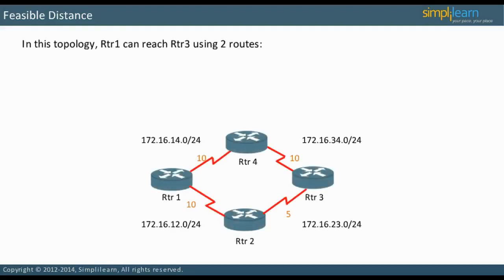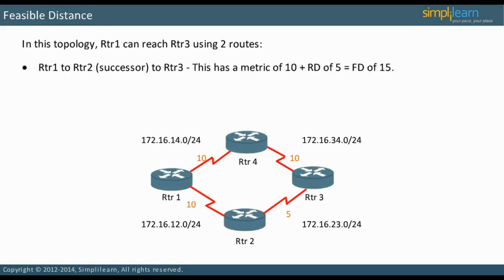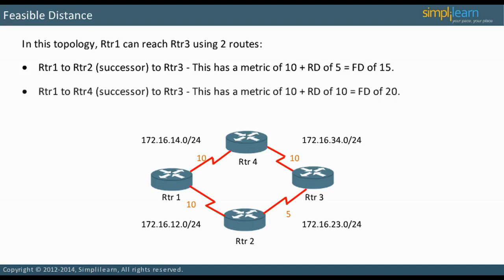In the topology given on the slide, router 1 can reach router 3 by two routes. The first route is through router 2, the successor for this route. This route has a metric of 10 and an RD of 5, which makes an FD of 15. The second route is through router 4, the successor. The metric, therefore, will be 10 and the RD 10, which makes an FD of 20.